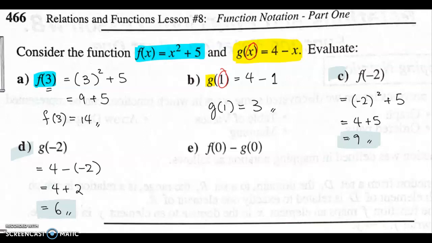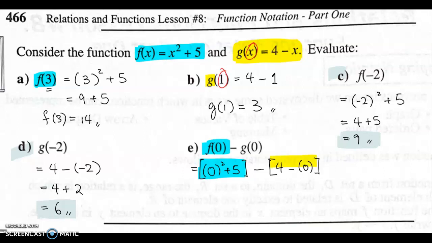Let's look at E here, a slightly more complex question, but the theories are the same. First, we're looking at f of 0. So we're going to take our equation, x squared plus 5, but instead of x, we're going to replace that with 0. I'm going to put a big bracket around it to remind myself that this is all a part of the f of x function minus g of x. I'm going to draw another big square bracket, but here for g, I have 4 minus, instead of x, I have 0, and a big square bracket again.